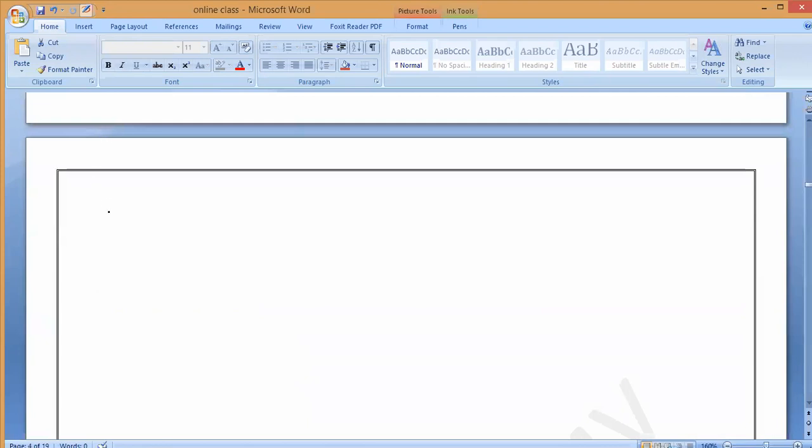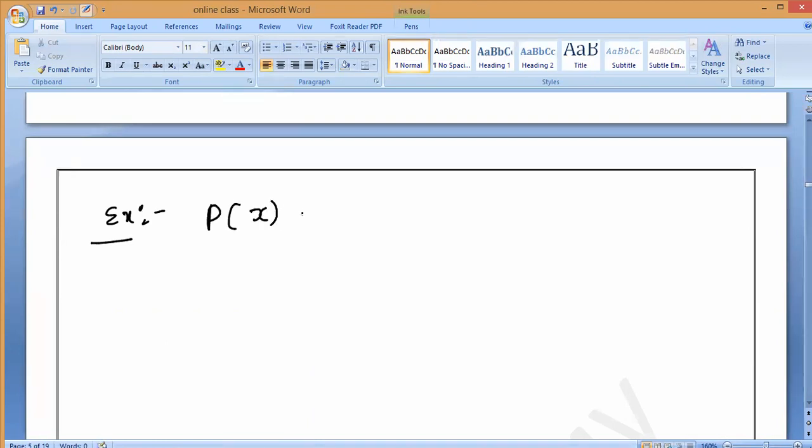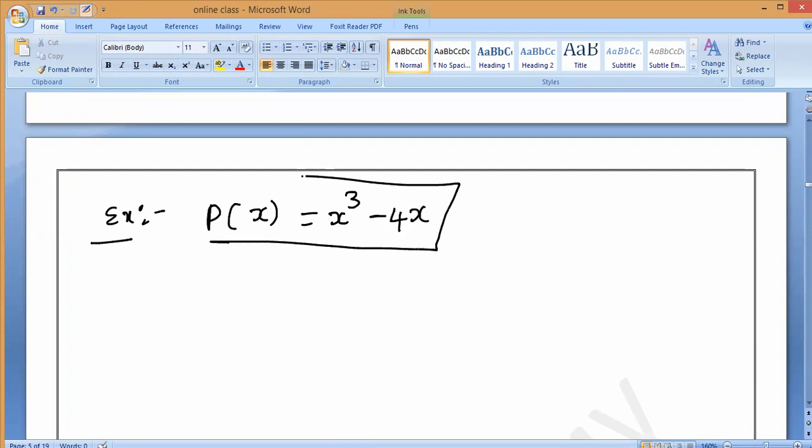This is a homework question for 3 zeros. P of x equal to x cube minus 4x. All of you try to draw this graph. Any doubt, ask. You have to try it and send it in our WhatsApp group, not individually.